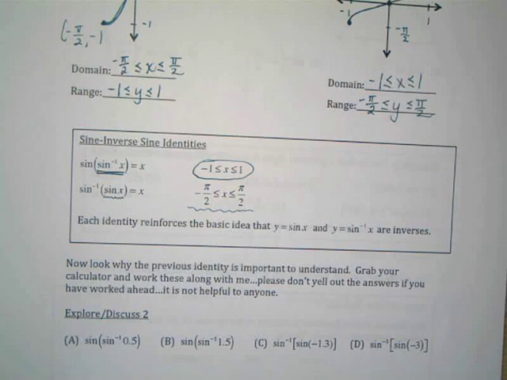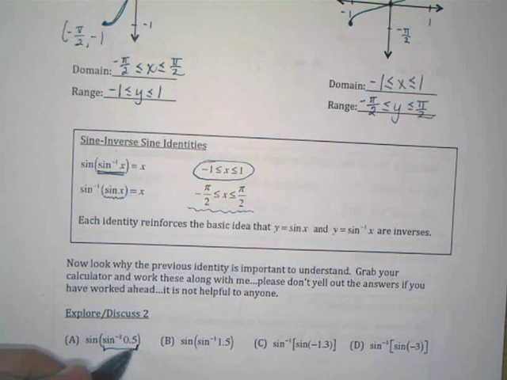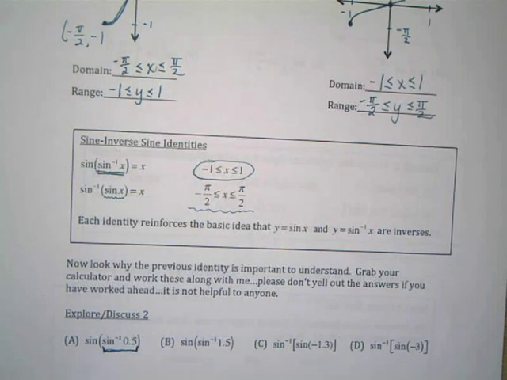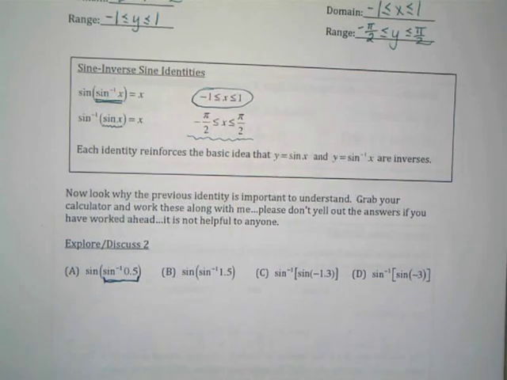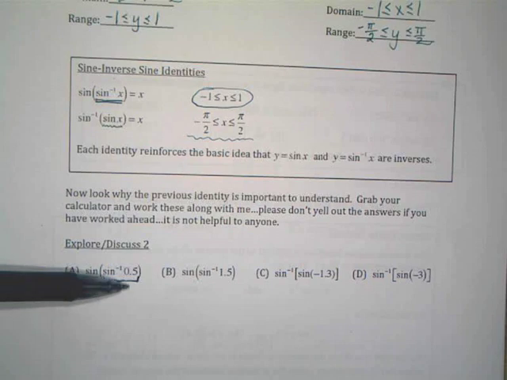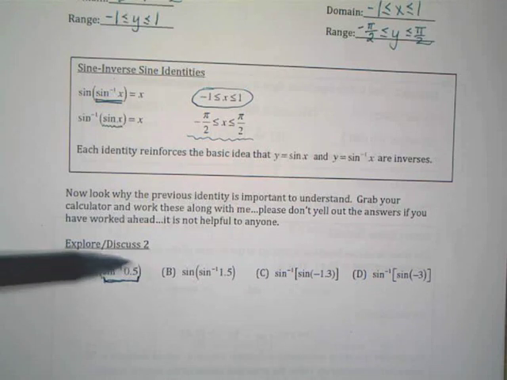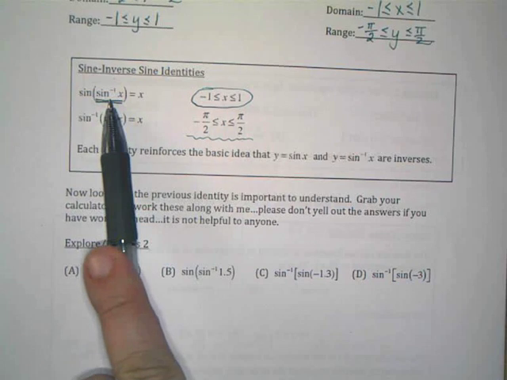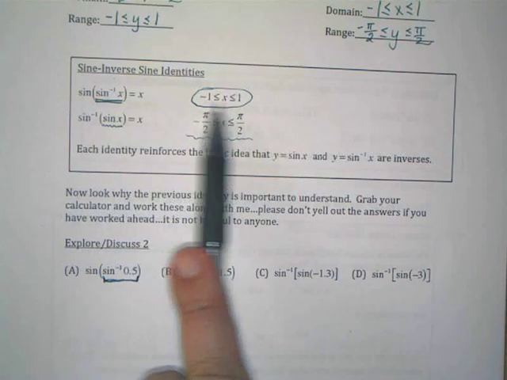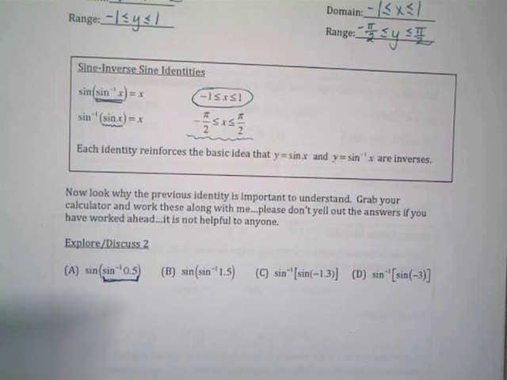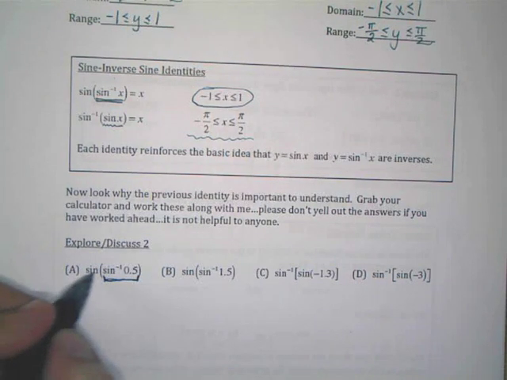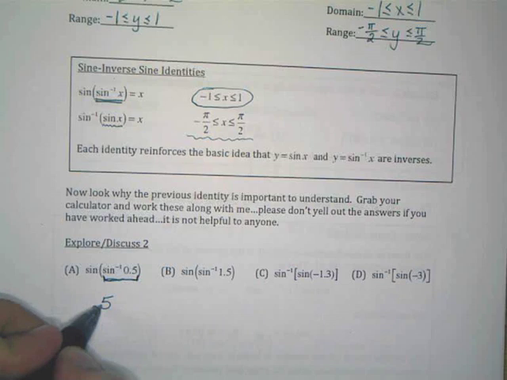Okay. So let's look here at this explore and discuss. If we look at the inside, you always have to pay attention to the most inside function. That's the inverse sine, and it says inverse sine of 0.5. Are we allowed to have our value be 0.5 on the inside there? Look up here. Inverse sine, we're allowed to be from -1 all the way to 1. Well, that falls within that range. So in this case, the sine and the inverse sine will cancel out, and we'll be left with just 0.5.